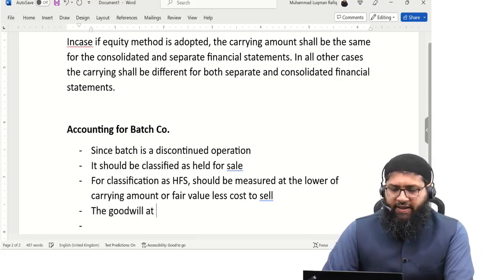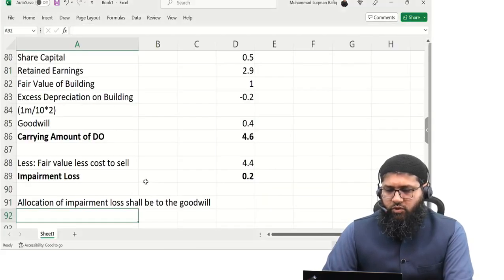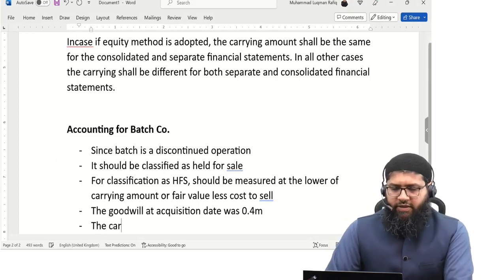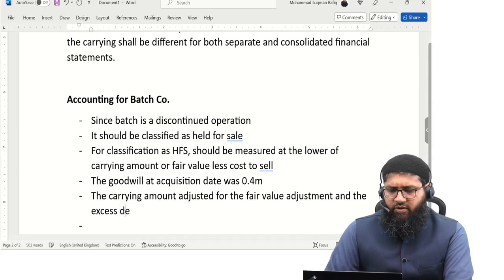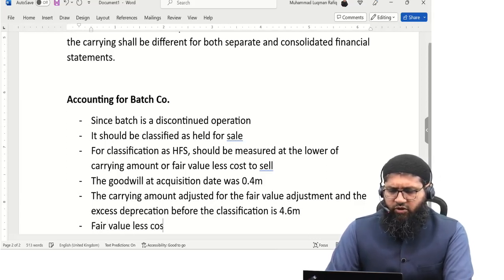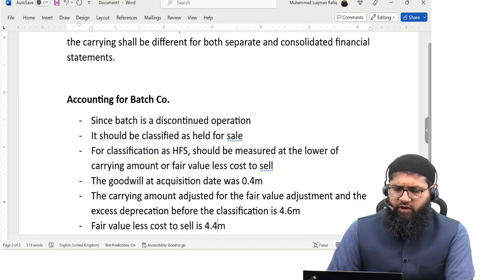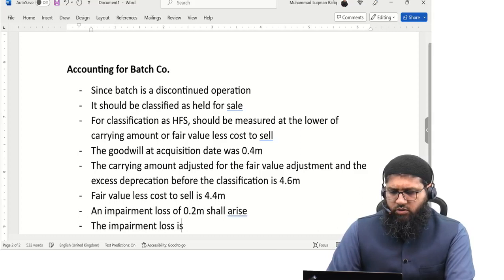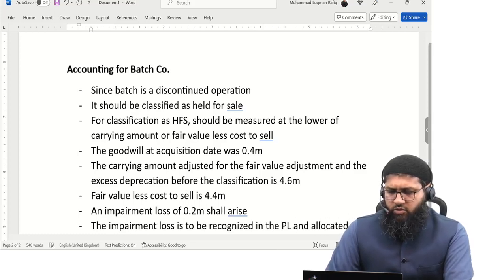The goodwill at acquisition date was 0.4 million. The carrying amount adjusted for the fair value adjustment and the excess depreciation before the classification is 4.6 million. Fair value less cost to sell is 4.4 million. An impairment loss of 0.2 million shall arise. The impairment loss is to be recognized in the P&L and allocated to the goodwill.